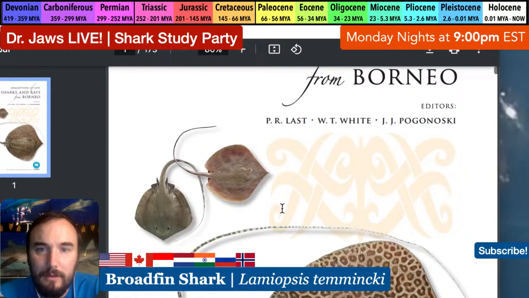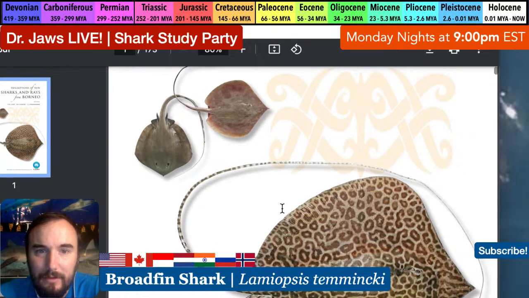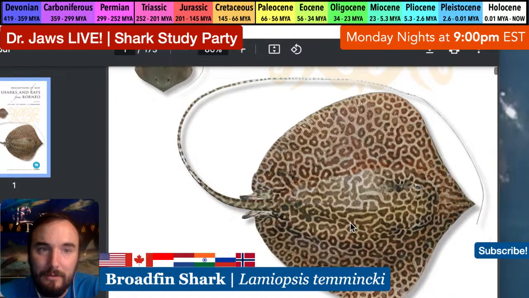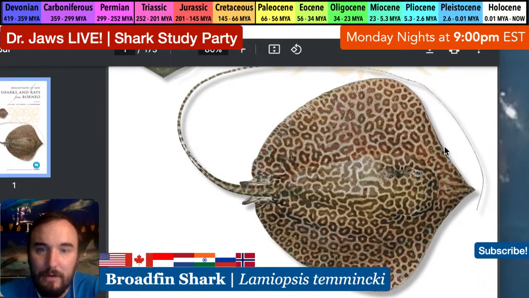Also, by the way, beautiful photograph of, I want to say, a honeycomb ray. That almost looks like an Atlantic stingray, but I know this is Borneo, so it's not. So this is probably a fairly closely related cousin. I think this is a honeycomb ray, but just gorgeous photograph of this beautiful animal. So lovely to see.